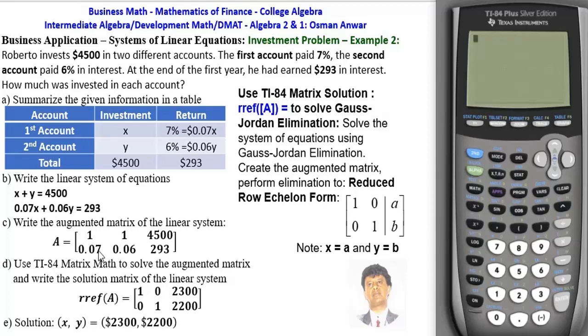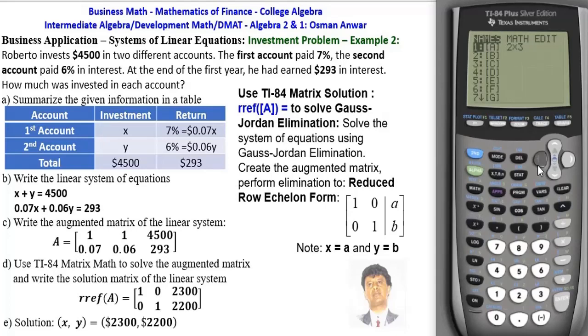In the second account, which is y, was invested 2,200. Okay, if we add these two, 2,300 and 2,200, it gives you indeed 4,500. And if you multiply 2,300 by 0.07 and the 2,200 by 0.06 and you add them, you will end up with 293.